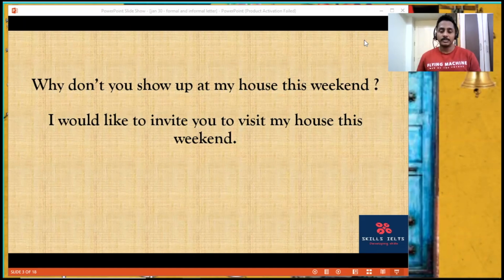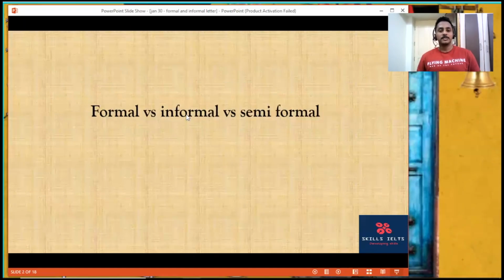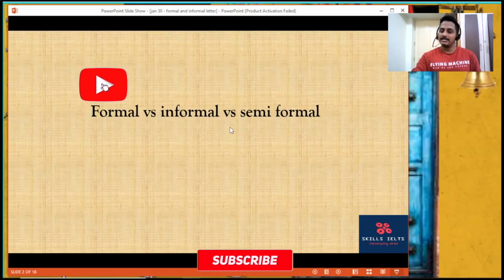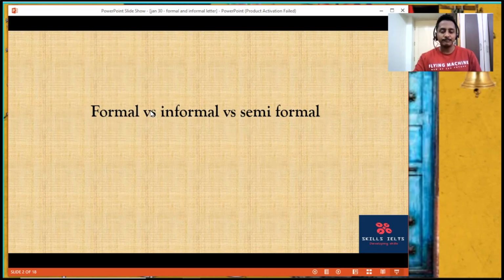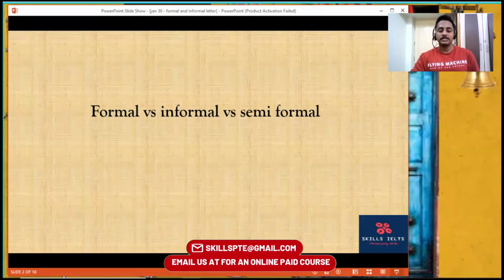Today we are going to discuss a few parameters with respect to formal and informal. Semi-formal is actually not existent. It's just people have made it up. Semi-formal belongs to formal only. We will talk through each one of them in just a while.